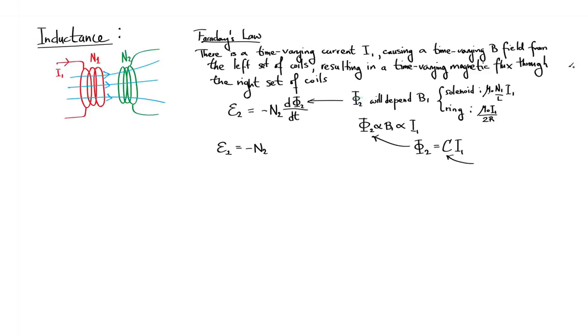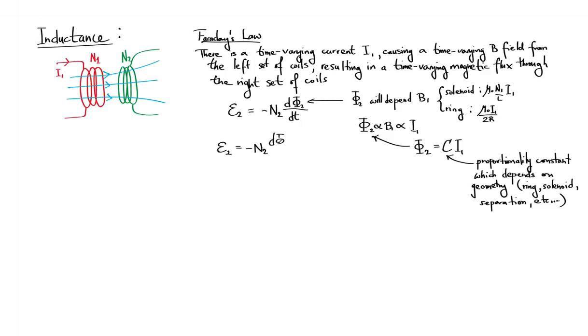So as I just wrote here, C is just some proportionality constant which depends on the geometry, how far apart these are, whether these are rings or solenoids, et cetera, right? So I'm just going to rewrite this. The EMF induced in this right set of rings is minus N2 times d phi 2 dt. That was just what we said before.